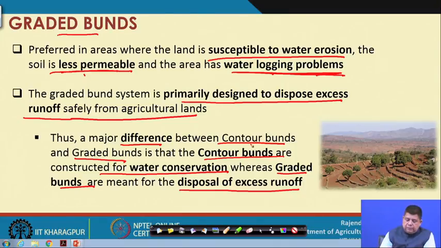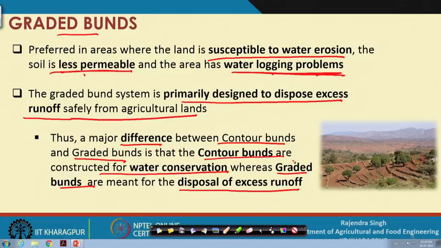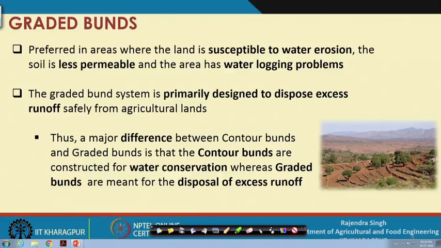In the case of contour bunds, the area between two bunds is used for conserving moisture, whereas in the case of graded bunds, the area between two bunds is used as a channel for safely discharging the water or carrying the water to a safe outlet. That is the major difference between these two types of bunds.